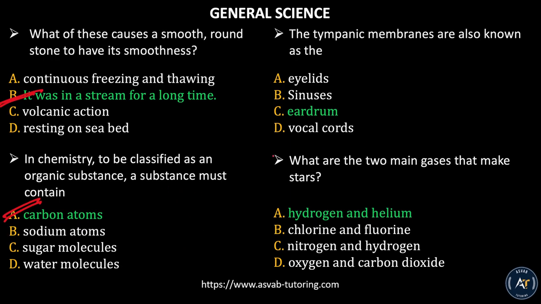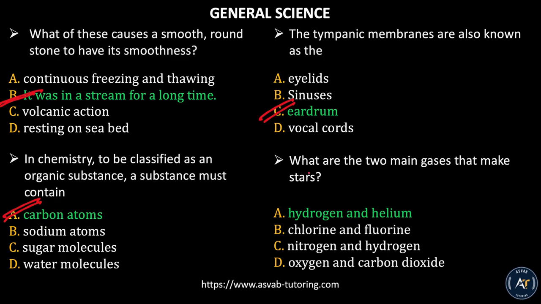Question number three. The tympanic membrane is also known as option A, eyelids, option B, sinuses, option C, eardrum, option D, vocal cord. The correct answer is option C, eardrum. The tympanic membrane is also known as the eardrum.